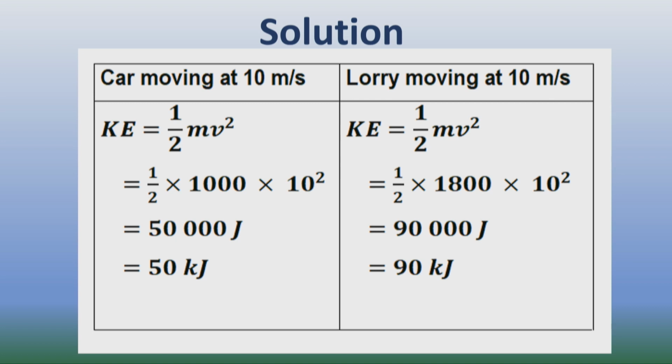For the lorry moving at 10 meters per second, kinetic energy is half mv squared, which is equal to half multiplied by 1800 multiplied by 10 squared, which is equal to 90,000 joules, and this is 90 kilojoules. Here we conclude that as mass increases, kinetic energy also increases.